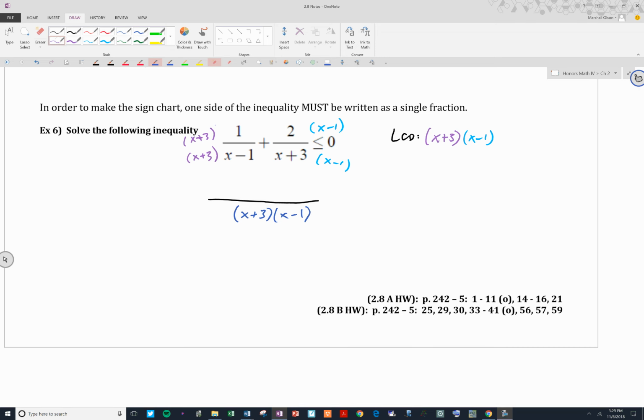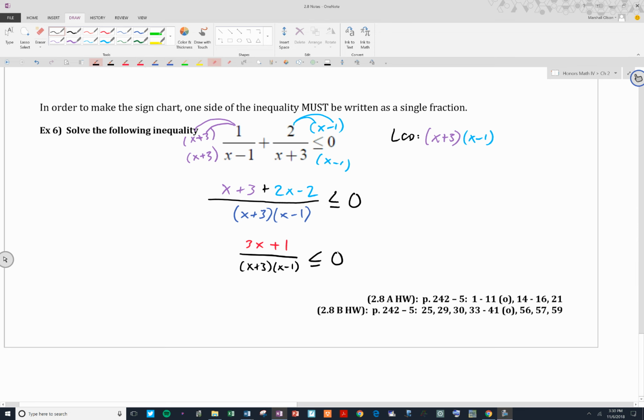But now we need to multiply our numerators together. So distributing 1, that looks pretty simple. Careful here, distributing the 2, especially if this was minus, you'd want to distribute that negative with it. But it's not, so we don't have to. So we got 2x minus 2 here. Now we'll combine everything on top. Make sure we keep our less than or equal to 0 there. When we combine everything on top, we have 3x, and then 3 and negative 2 is positive 1, and we're looking for this to be less than or equal to 0.